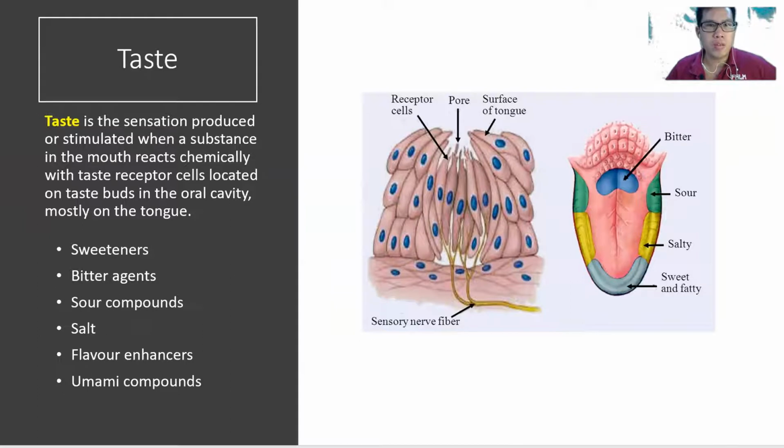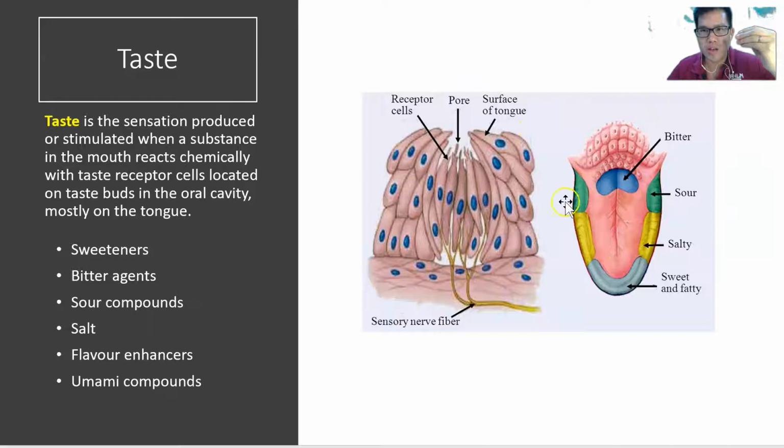Okay, let's look at the taste. Taste is the sensation produced or stimulated when a substance in the mouth reacts chemically with the taste receptor. When you put food into the mouth, the molecules from the food react with, or bind to, what we call the taste bud. Over here you can see the structure of the taste bud. These taste buds are all lined up around the tongue, with different concentrations at different regions.